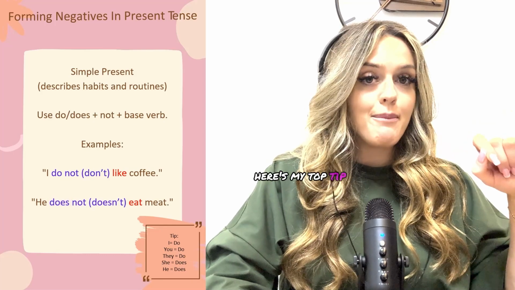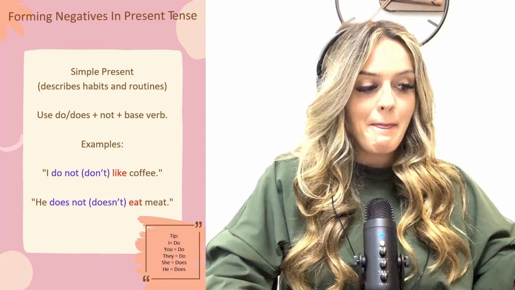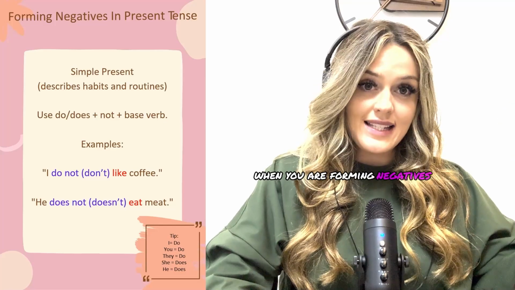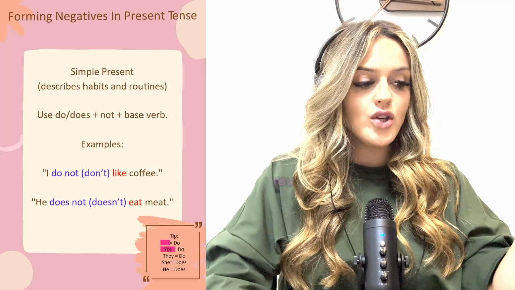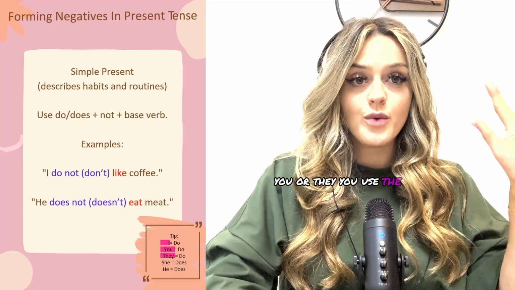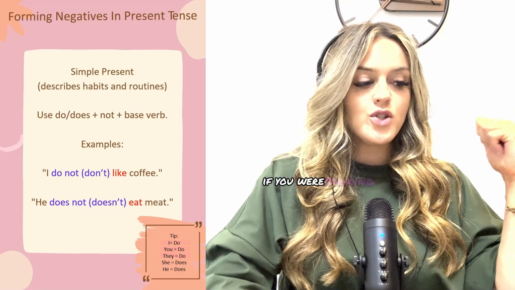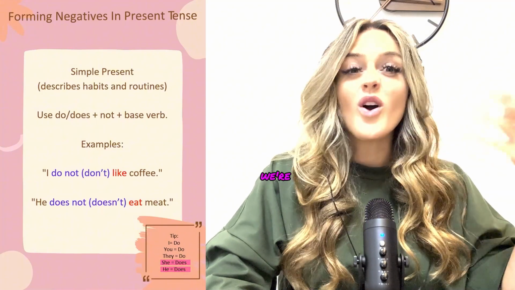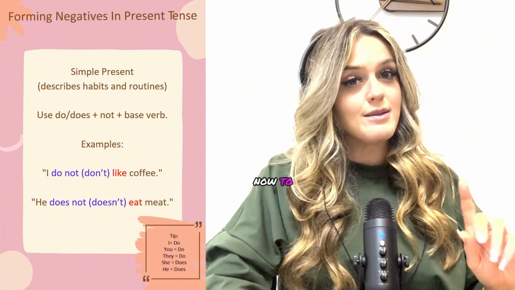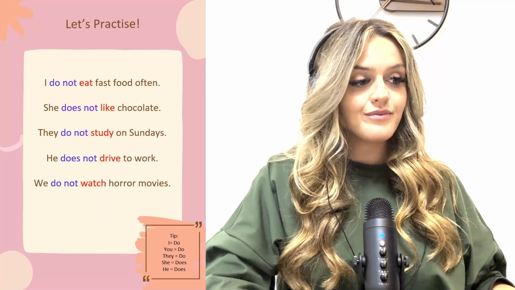Here's my top tip for learning English this week. When you are forming negatives in the present tense, if you are talking about I, you, or they, you use the word do. If you were talking about she or he, you say does. We're going to have a look at some more examples now to make this a bit clearer for you.